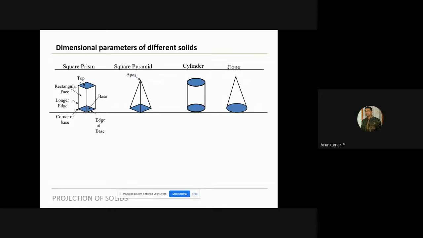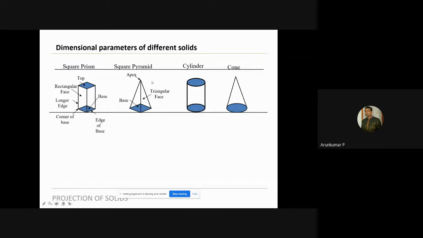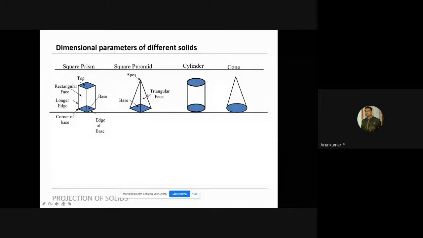Coming to pyramids, this is the apex of the pyramid, where all the 4 corners or 5 corners or 6 corners join. And this is the base. In this case, since it's a square pyramid, the base is a square. The difference between a pyramid and a prism is here. In the prism, you have rectangular faces, which are perfectly vertical. Whereas in case of pyramids, you don't have rectangular faces, you have triangular faces.